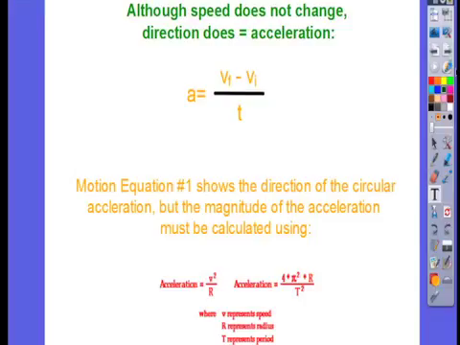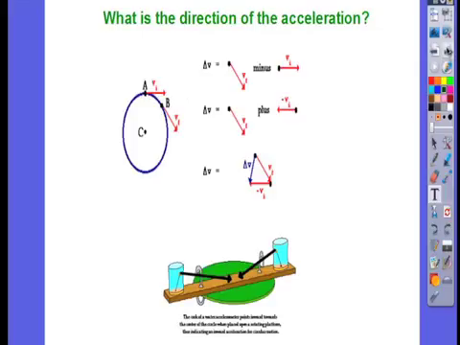Since we are talking about acceleration, we also have to talk about its direction. And the direction of the acceleration we can figure out two different ways. The first way is through a little bit of geometry. We know that the velocity of an object moving in a circle is always tangent to the circle. So I have the initial velocity and the final velocity between points A and B. I'm just picking two random points.